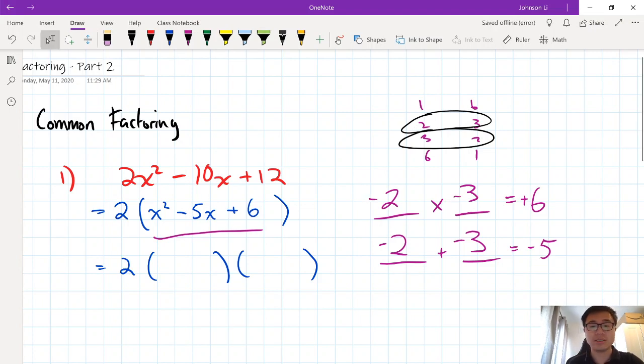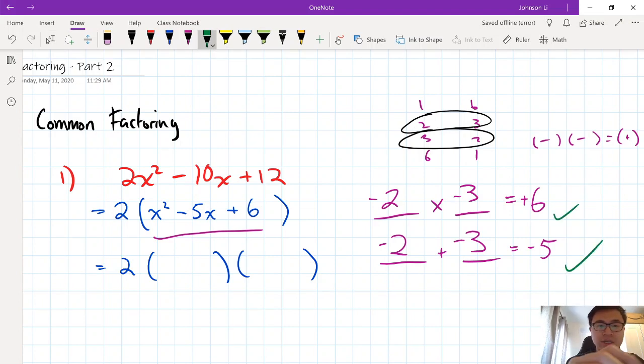Wow, yes it does, because we have two negative signs. And if you remember from one of our very first units, 2 negatives is equal to a positive. Okay, so everything checks out in this corner. Once again we copy down our x's, and we put down our -2 and our -3, and we are finished.